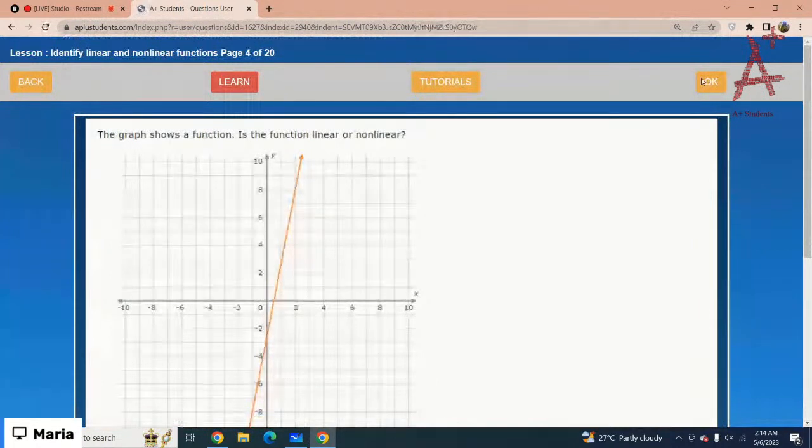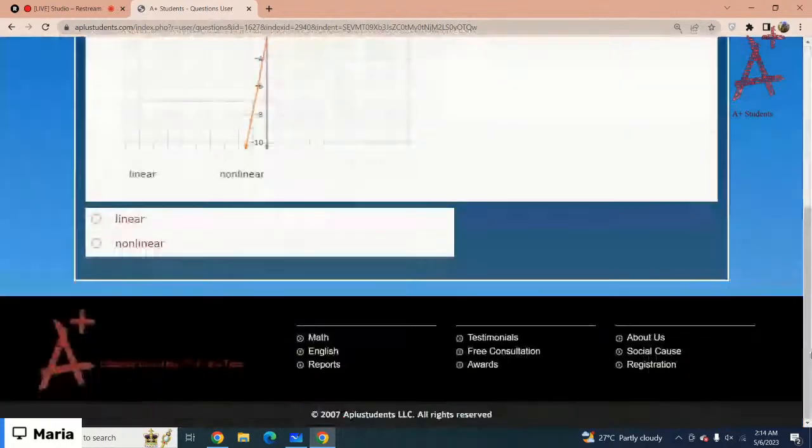The graph shows a function. Is the function linear or non-linear? The graph is a straight line, so it is a linear function. The correct option is linear.